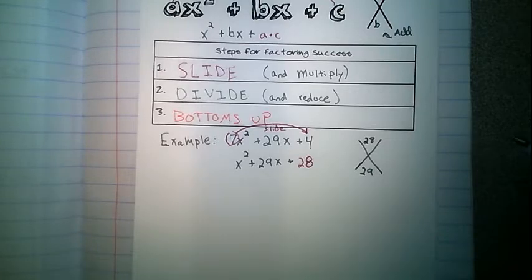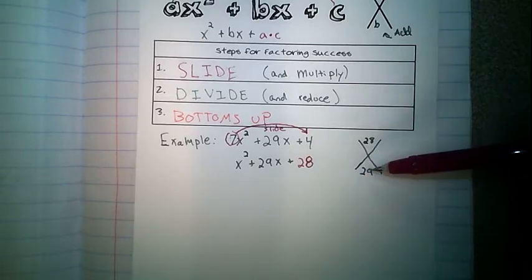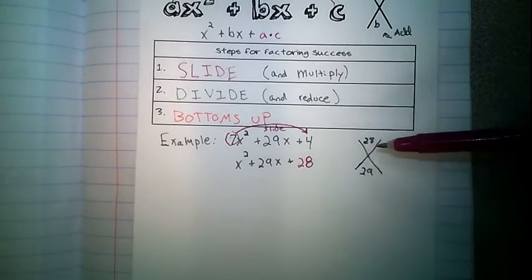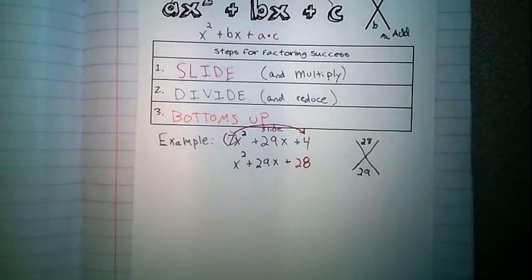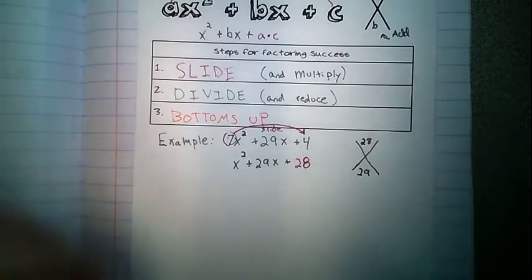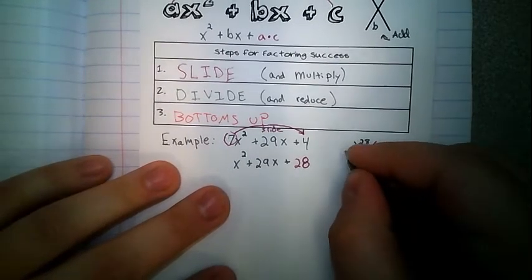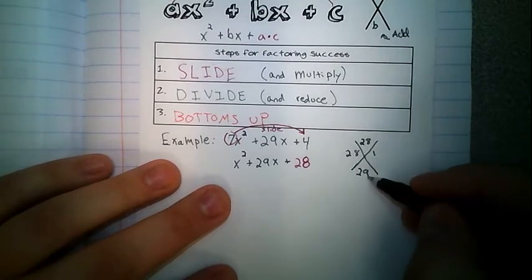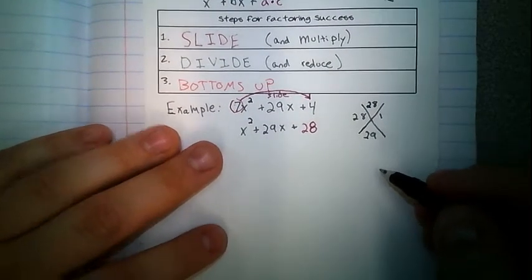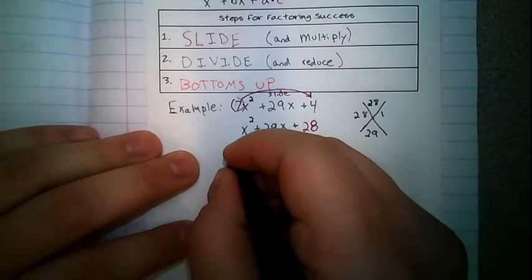Once you do more of these problems, you'll start to recognize patterns. One of those patterns is, if you notice the difference between these two numbers is 1, then take a look at what you're multiplying. It's probably itself and 1. So two numbers that multiply to 28 are 28 and 1. And 28 plus 1 is 29. So now we have our factors.